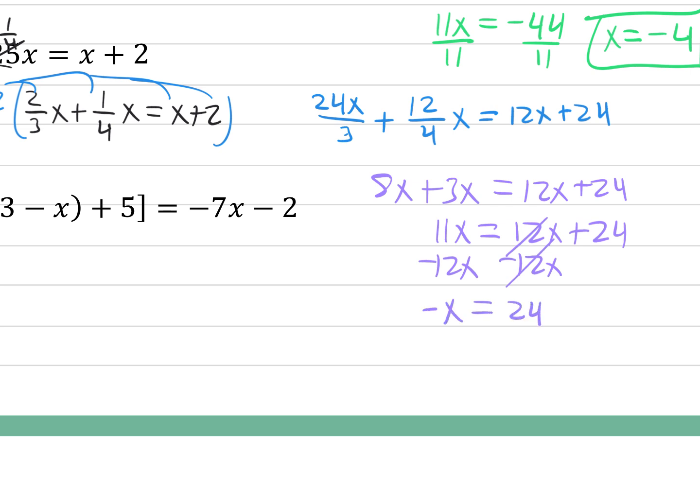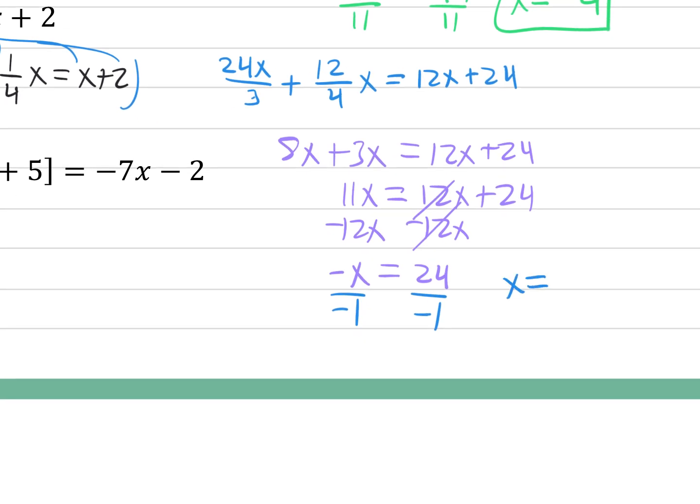And then we can't leave it like this. We have to get rid of that negative in front of the x, right? So let's divide both sides by -1. And then we get x equals negative 24. Again, don't just leave it as positive 24. It's more than just a little sign mistake, right? These are completely different answers. So we need to make sure to get rid of that negative in front of the x. The answer is x equals negative 24.